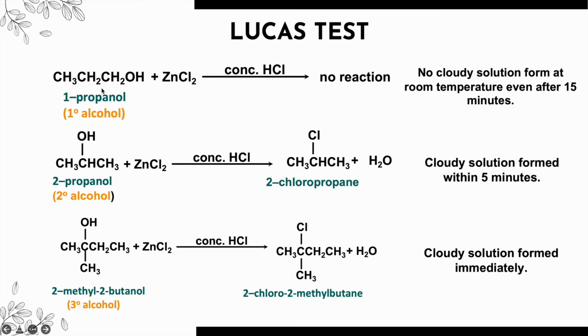So this is the chemical equation for primary alcohol. Primary alcohol, zinc chloride, concentrated HCl: no reaction. The observation: no cloudy solution forms at room temperature even after 15 minutes. For secondary alcohol, it reacts with Lucas reagent and a cloudy solution forms within 5 minutes. The Cl replaces the OH group in the secondary alcohol and the side product is water.